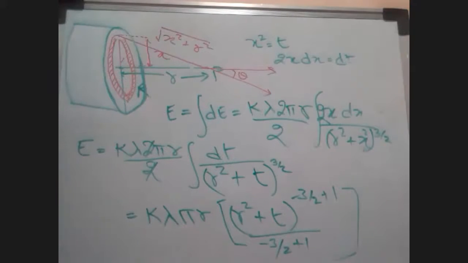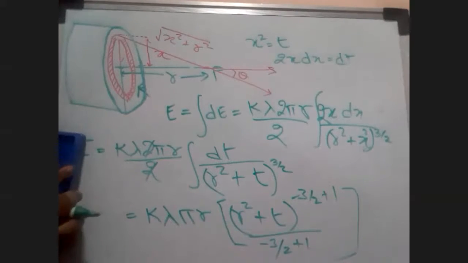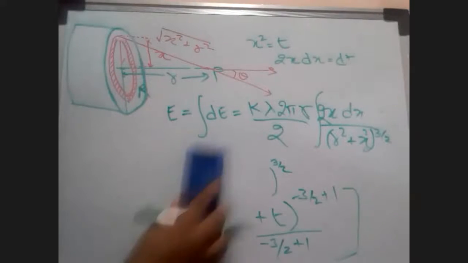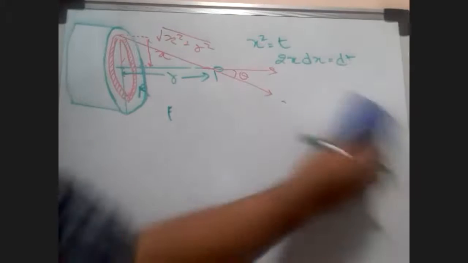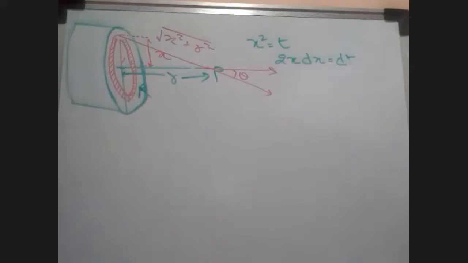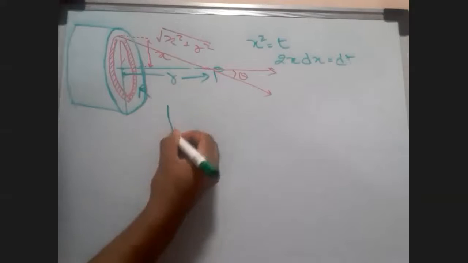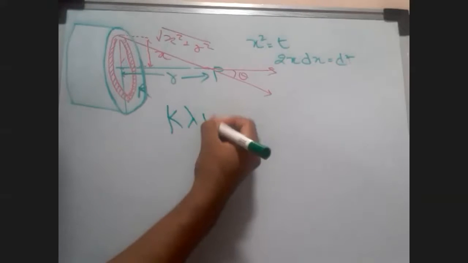Now, what is minus 3 by 2 plus 1? It's minus 1 by 2. Similarly, we'll have minus 1 by 2 downwards, so you take a reciprocal. Ultimately, you'll get an answer. I'll just rub this off. Ultimately you will get k lambda pi r.